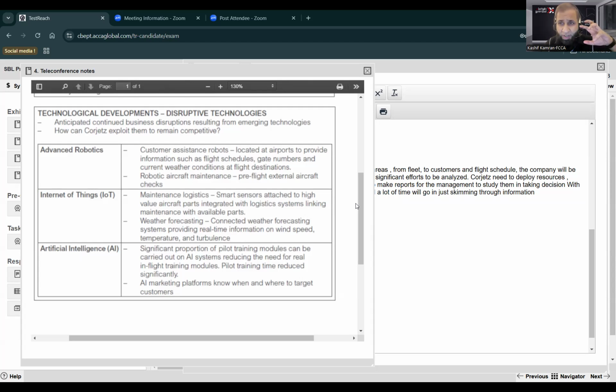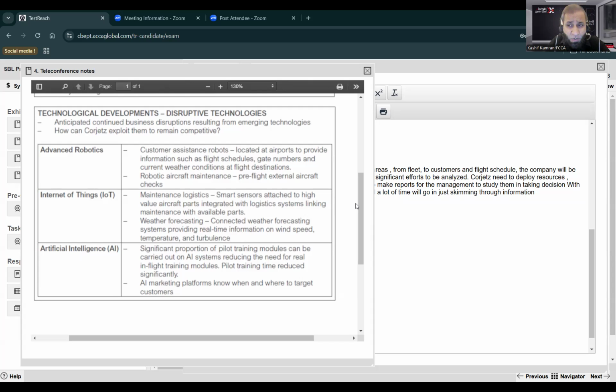You can use AI within the pilot training. You can use the Internet of Things for the maintenance of the aircraft. You can use the Internet of Things for the weather forecasting, and you can use advanced robotics for customer assistance and robotic aircraft maintenance. If you look at the breakup, we almost have six things on screen. Advanced robotics, we have two. Internet of Things, we have two. Artificial intelligence, we have two.